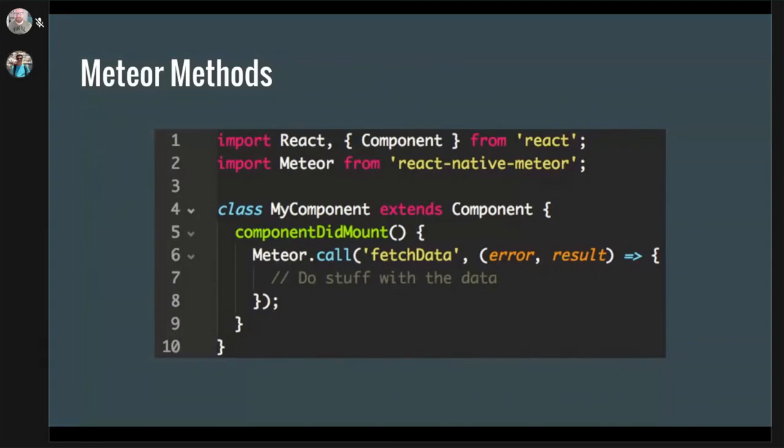So for anyone not familiar with Meteor, this is essentially what you'd use a REST endpoint for. So if you want to fetch data, it's kind of like a GET request, create data, it's kind of like a POST, and so on. So that's where these Meteor methods come into play.